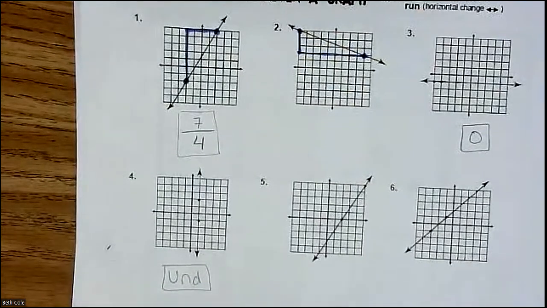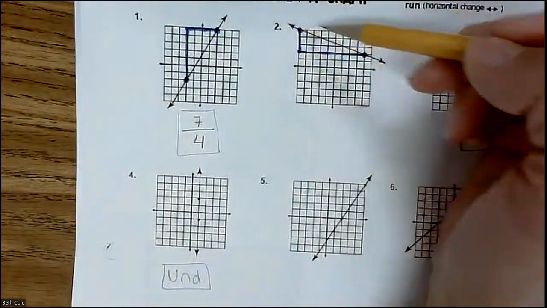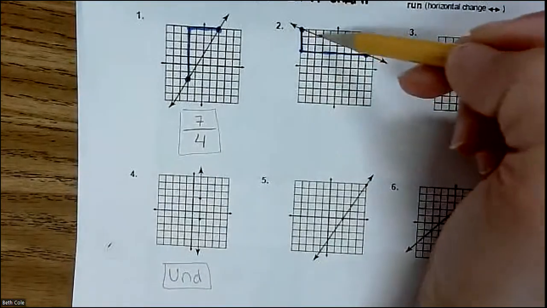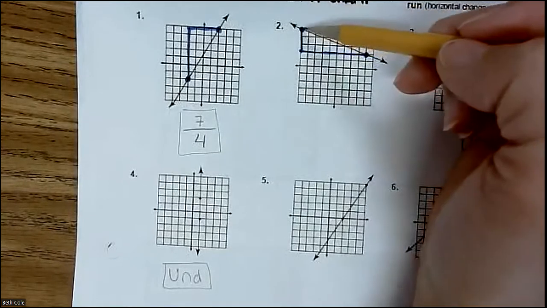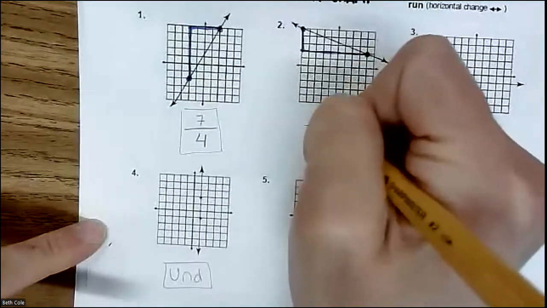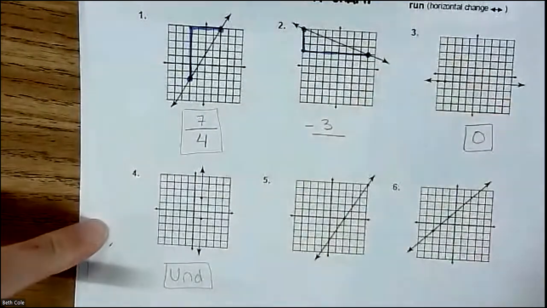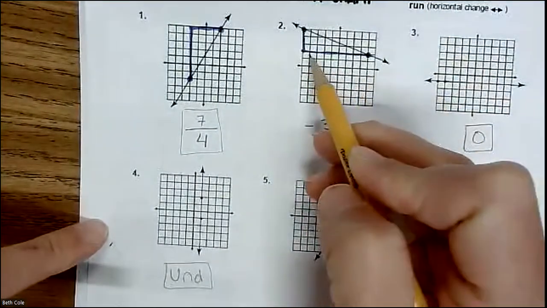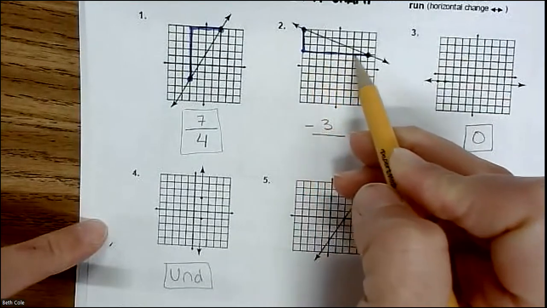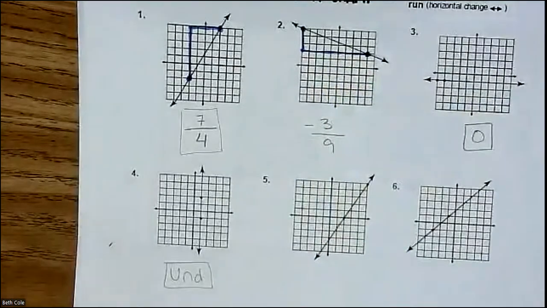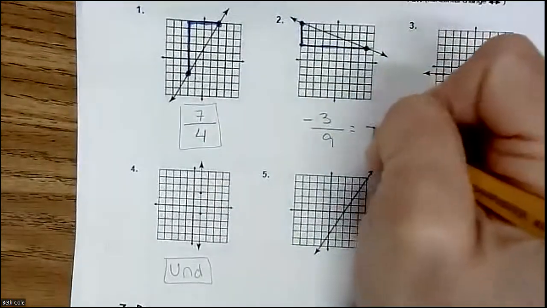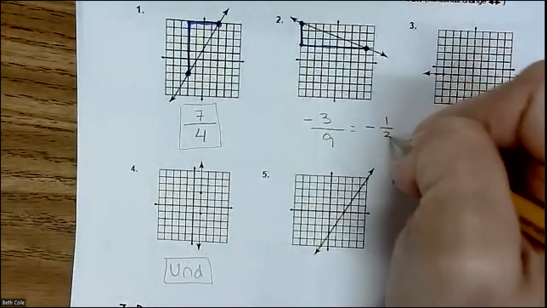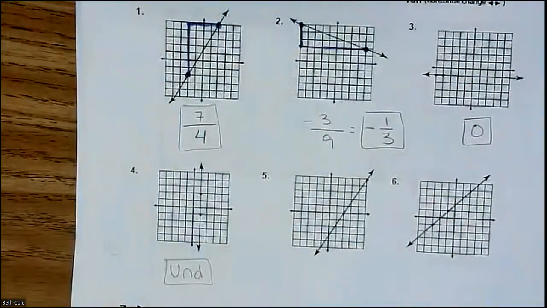So how much up or down did we go? It doesn't matter. If you drew your triangle over here, it doesn't matter. So we went down 3. So it's going to be a -3. And then how much over did we go? 9. Now you have to simplify. Go ahead. Yes, let me finish this one problem. So that will reduce to negative what? -1 over 3. Okay. Try number 5, please.